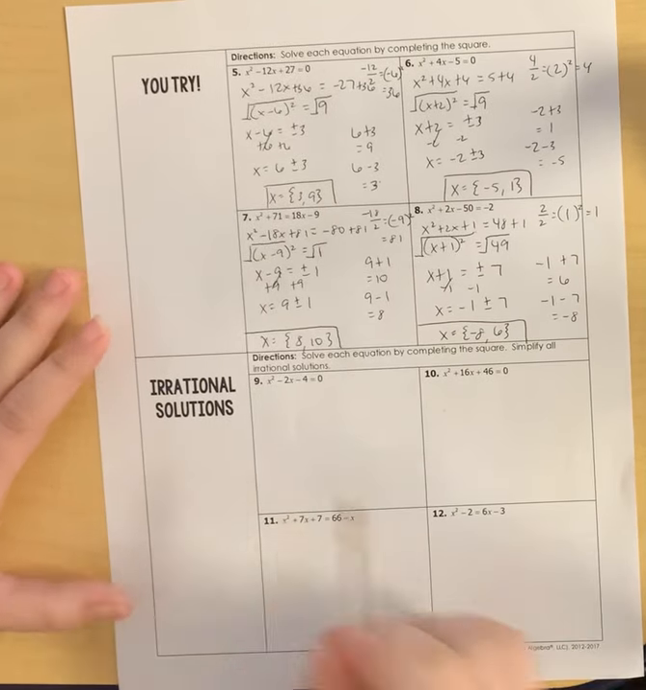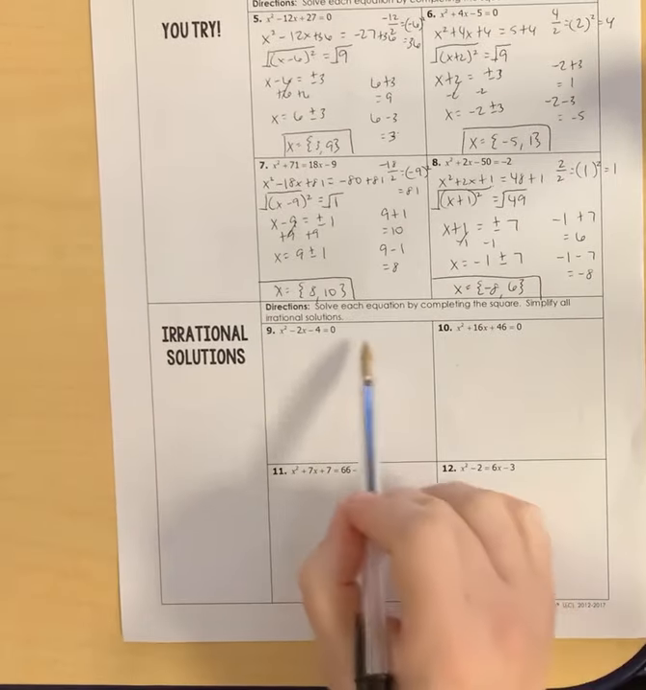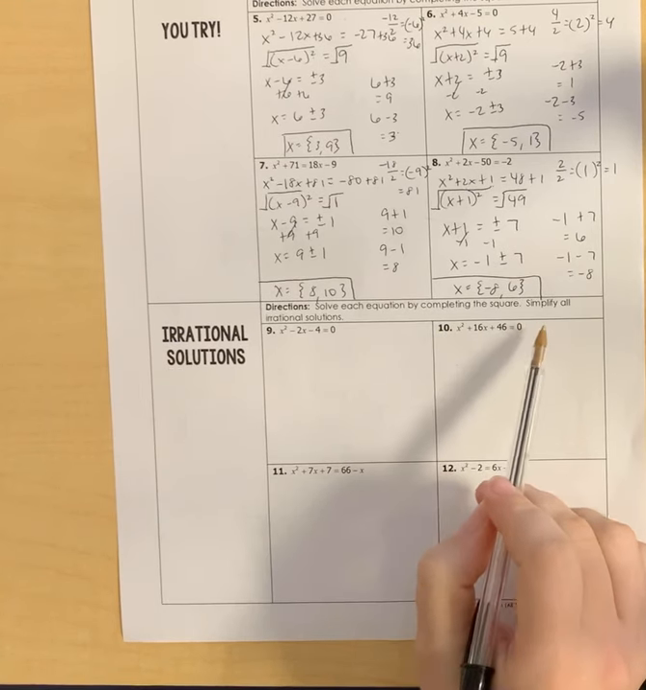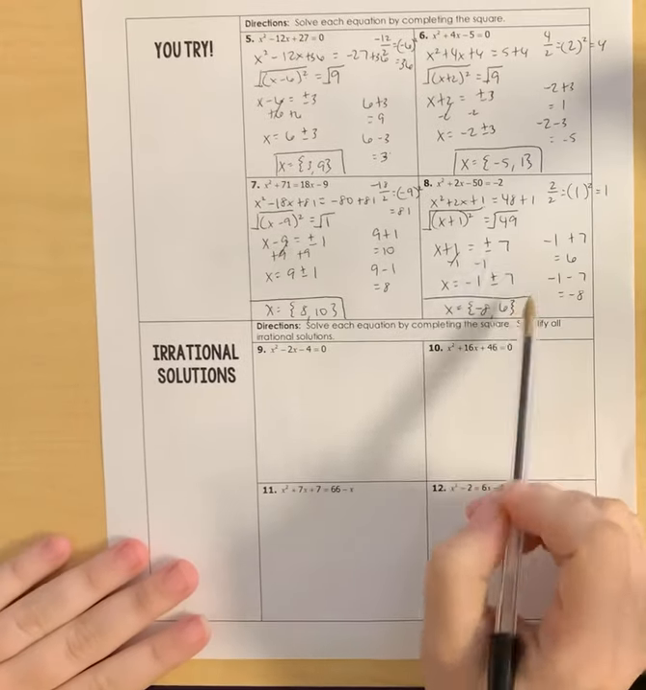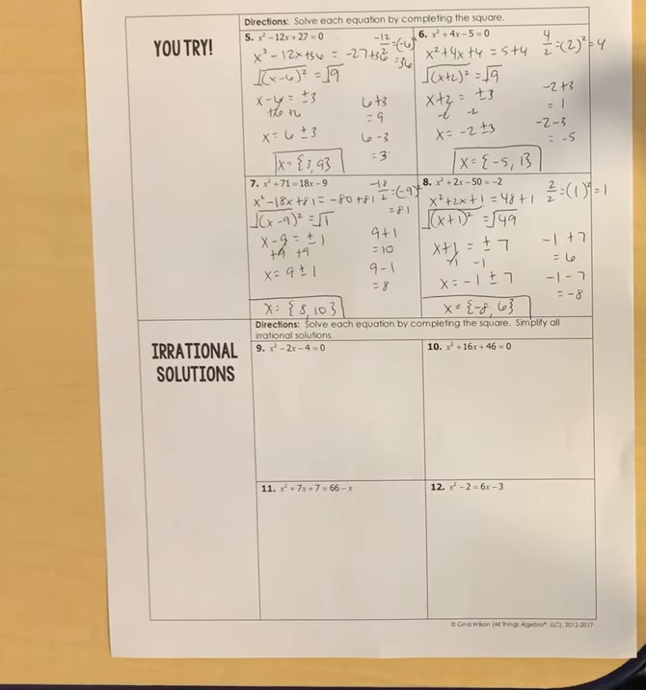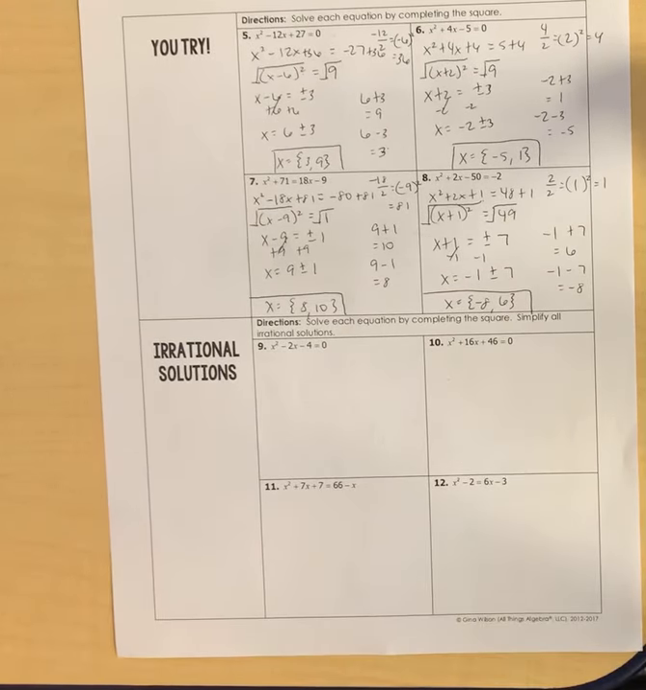Okay, now let's look at some irrational solutions. It says solve each equation by completing the square, simplify all irrational solutions. Meaning that you cannot take the square root of this, or it's not going to simplify down to a whole number. So we're just simplifying down radicals. Still doing the same process, just simplifying down radicals at the end.